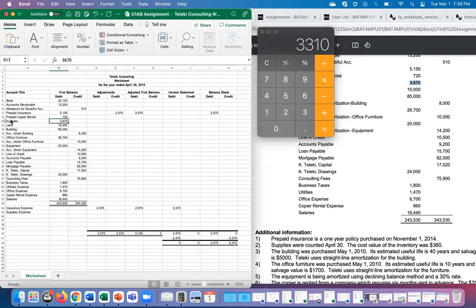So we want to go to our supplies account and we want to go into the adjustments column. And we want to then choose between debit and credit. Remember that supplies is an asset account. So if we are subtracting the $3,310 worth of supplies from this account, we want to make that a credit, right? Because anytime you take away from an asset account, it is a credit.